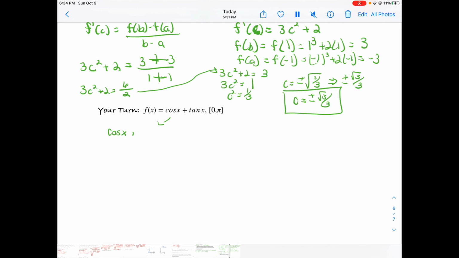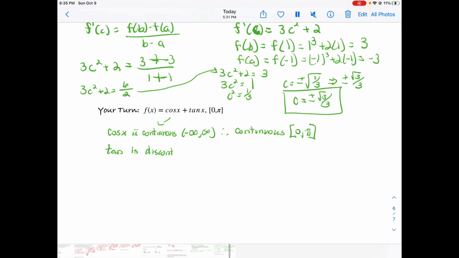So again, we're going to start by finding if this is continuous. Now remember, our rule of continuity is that a continuous function plus another continuous function equals a continuous function. So I'm going to look at each of these separately. Cosine of x is continuous everywhere. So it's continuous on that interval, but tangent of x, if you remember from our graph of the tangent function, is discontinuous at pi over 2 because we have an asymptote at pi over 2, and pi over 2 is between 0 and pi. So therefore, this function is discontinuous on this interval, so the mean value theorem does not apply, and we can stop.